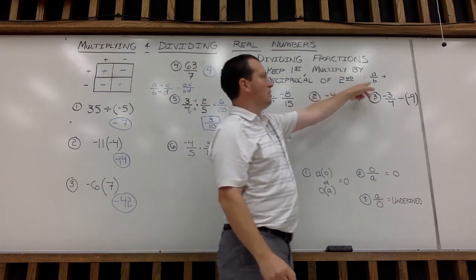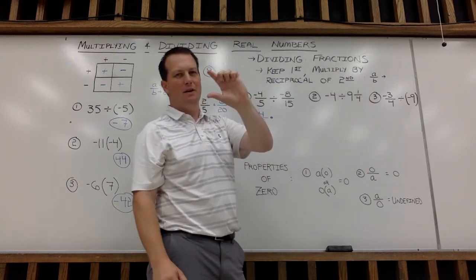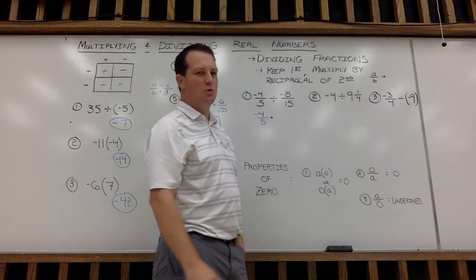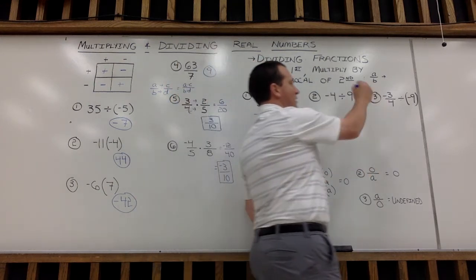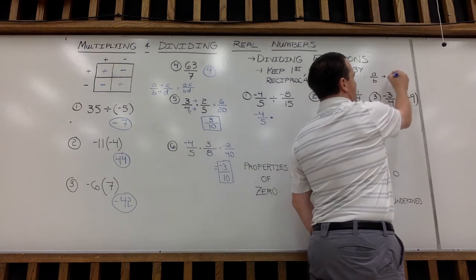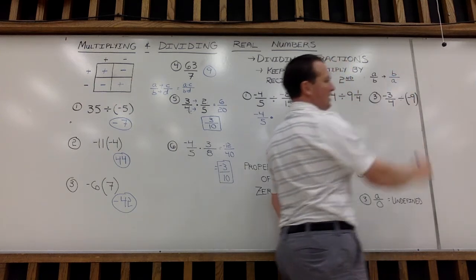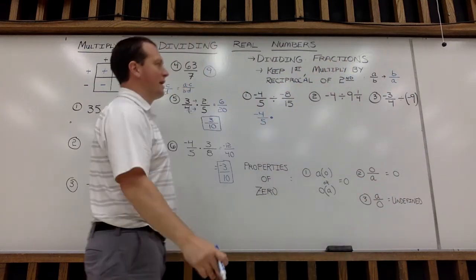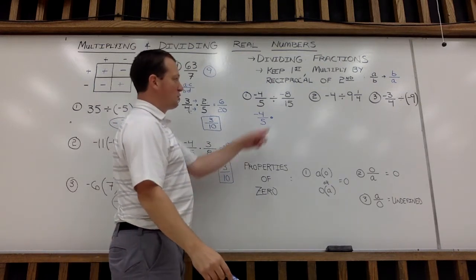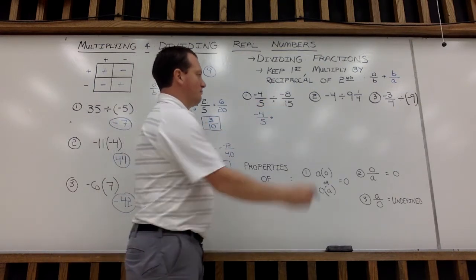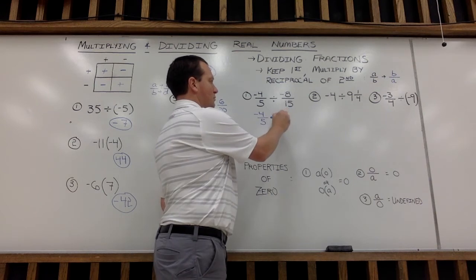Now the reciprocal of a fraction a over b, think of it as a flip, is when I flip the numerator and denominator. So a fraction a over b has a reciprocal of b over a. I just switched the numerator and denominator. So I'm going to switch the negative 8 and the 15. So I'm going to go 15 over negative 8.